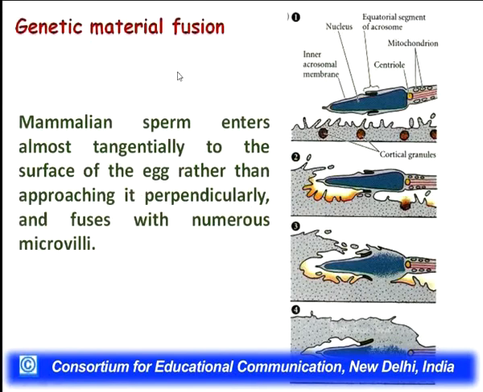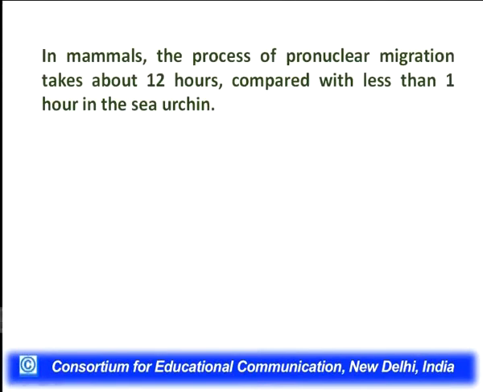Genetic material fusion, as you can see here. Before we go into the genetic material fusion, we can see that the mammalian sperm almost enters tangentially to the surface of the egg rather than approaching it perpendicularly, and fuses with numerous microvilli. So, you can see it is not head down to the membrane, but rather it fuses with the membrane sideways or tangentially before it can release the contents such as nucleus, centrioles, mitochondria and flagellum inside the egg.